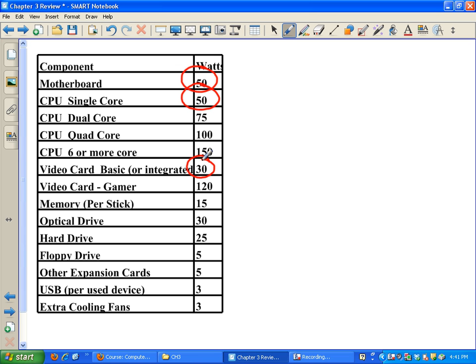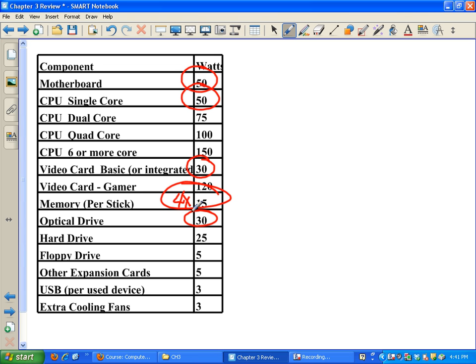So memory is per stick. Does it have 1 stick of memory? Does it have 2? The one next to me, the black one up here by the whiteboard, has 4 sticks in it. So I'm going to put a 4 times there. That's how much memory it's got. And that's the optical drive, CD-ROMs or DVDs or Blu-rays. That one has 1, so we're going to just circle the 30 and say it's got 1.